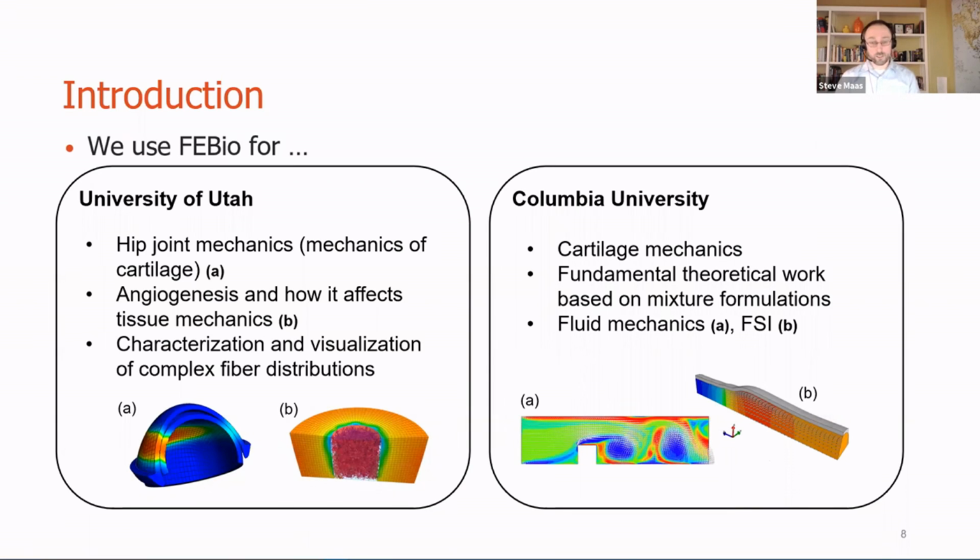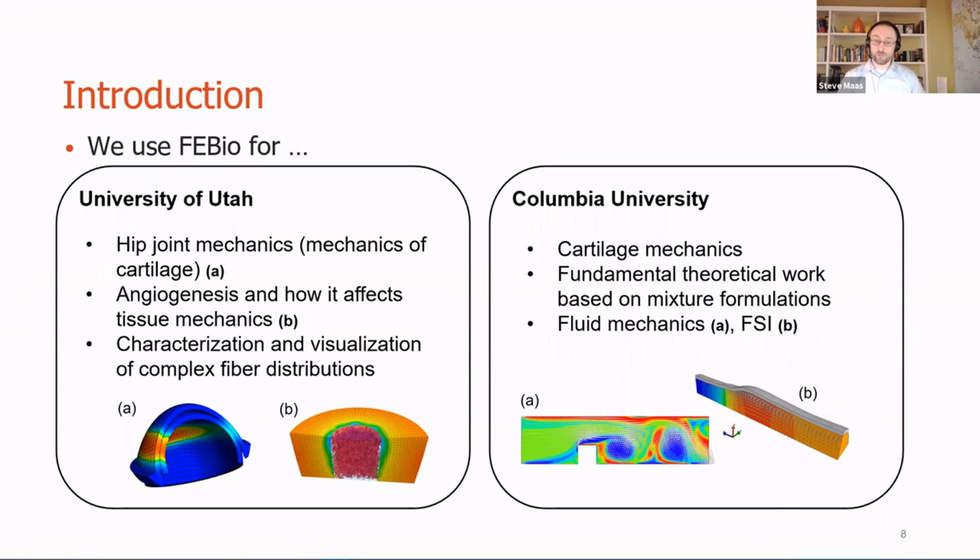There's also an angiogenesis project. Angiogenesis is the formation of new blood vessels. And this is an interesting project because the angiogenesis part, at least the simulation of this blood vessel growth, is a separate library. It's a separate code, and it's linked to FEBio through the plugin framework. And so that allows this code to be used in FEBio, where you can use it to look at the effects of angiogenesis on tissue mechanics.